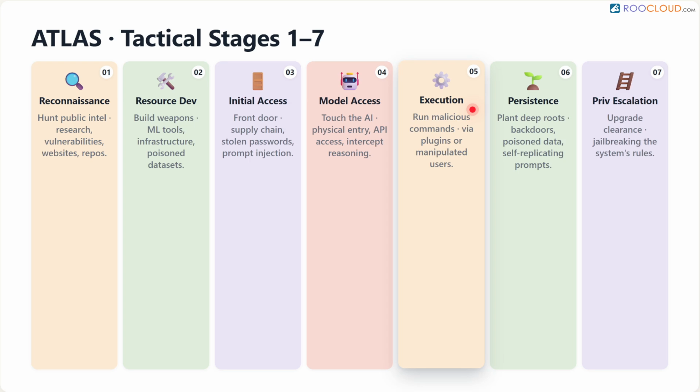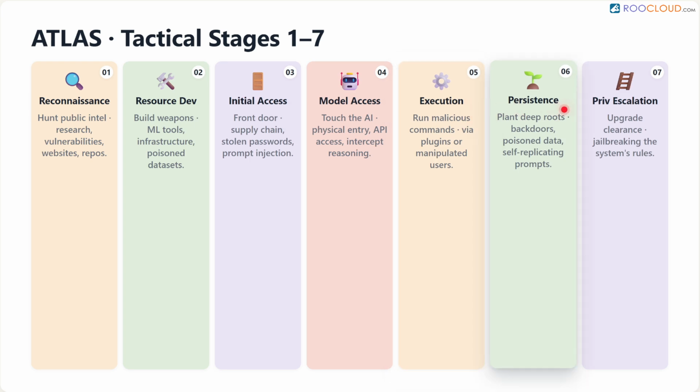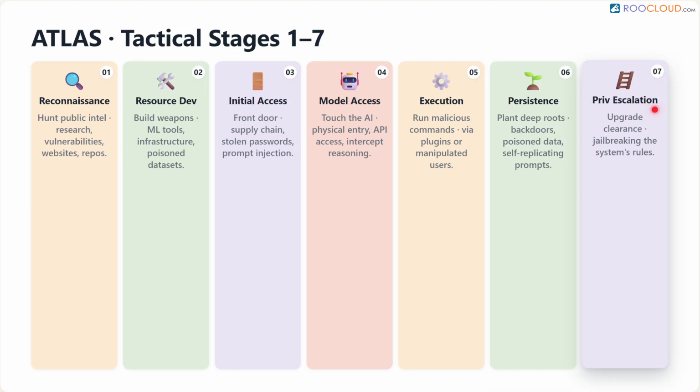Sixth is persistence, where the attackers plant deep roots to stay hidden long-term, using hidden backdoors, deeply poisoned training data, or self-replicating prompts. Seventh is privilege escalation, where the attacker upgrades their own security clearance by breaking the system's rules, a technique known as jailbreaking.